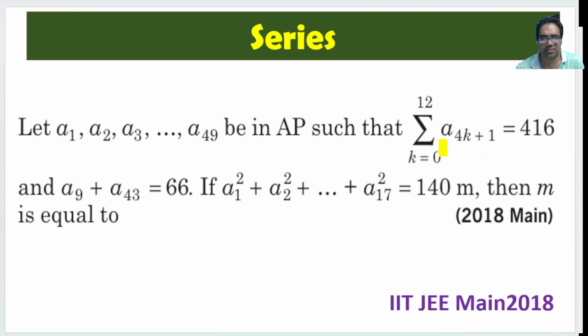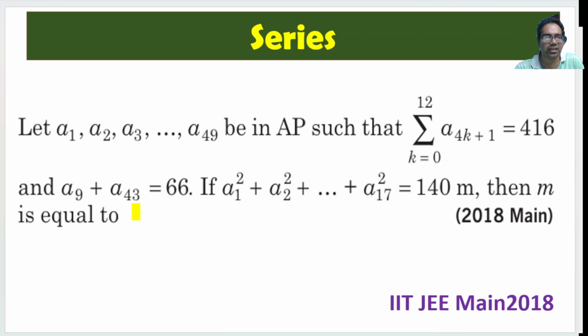What does that mean? When k is 0, it is A1. When k is 1, it is A5. When k is 2, it is A9. Basically, A1, A5, A9, likewise up to A49, right? Likewise, 4 into 12 plus 1 is 49. Basically, the sum A1 plus A5 plus A9, likewise up to the last term A49, is equal to 416.